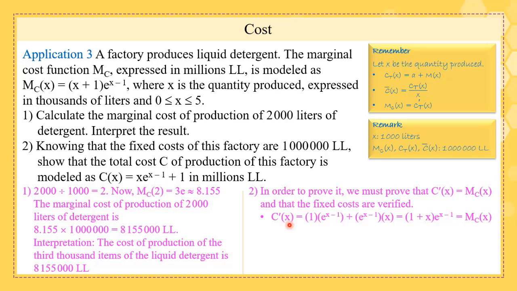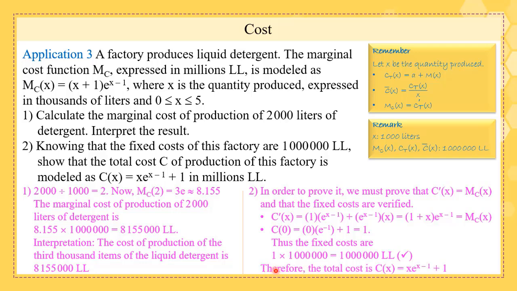Now we need to prove that the fixed costs are verified. C of 0 equals 0 multiplied by e power 0 minus 1 plus 1, which is equal to 1. Thus, the fixed costs are 1 multiplied by 1 million, which is equal to 1 million lira Lebanese. Verified. Therefore, the total cost is C of x equals x e power x minus 1 plus 1.